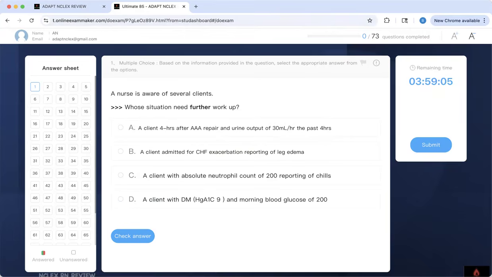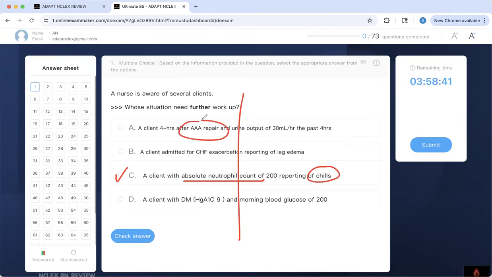If I'm approaching this question, this is the way I'm going to approach it. The right answer is C. Why? Absolute neutrophil count of 200 is low. It's less than 500. That's a risk for sepsis. If there is sepsis and the patient is reporting chills, this patient is neutropenic. Neutropenic, bad problem. Look at it.